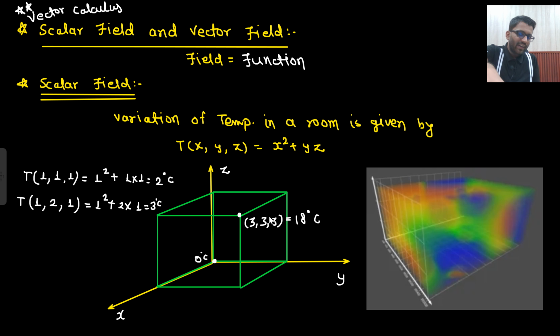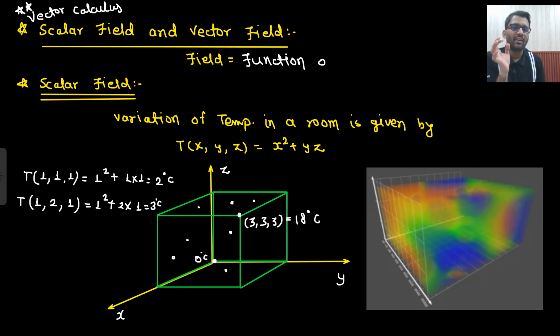So at different points in the room, your temperature will be varying. This is known as a scalar field. At this point, temperature will be different. If you go from here to here, your temperature will be different. Here temperature can be high, here temperature can be low. It depends on the values of x, y, z. So your field is a function of coordinates.